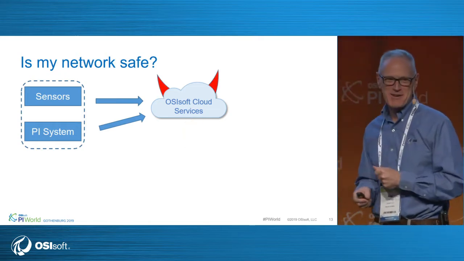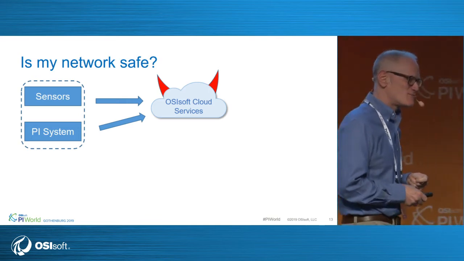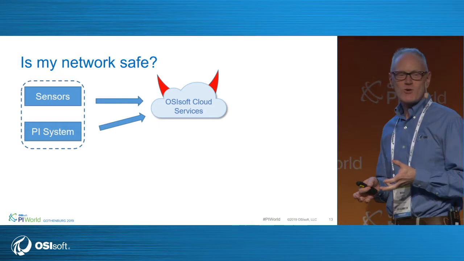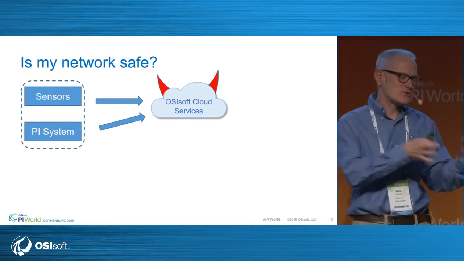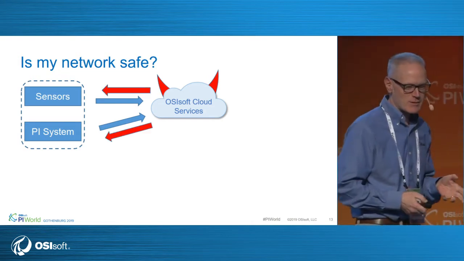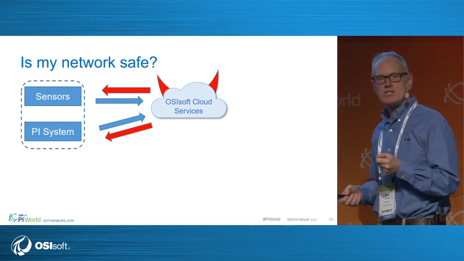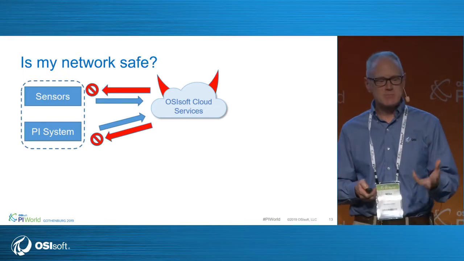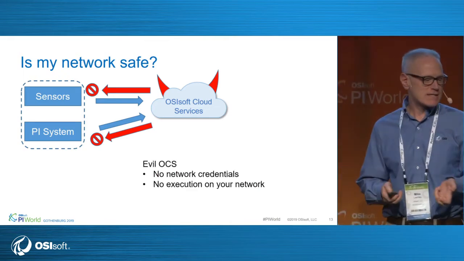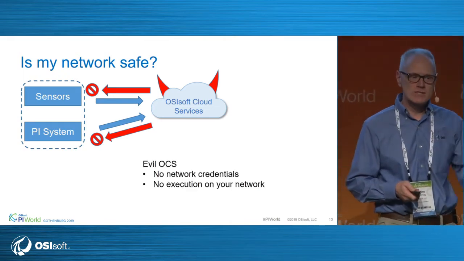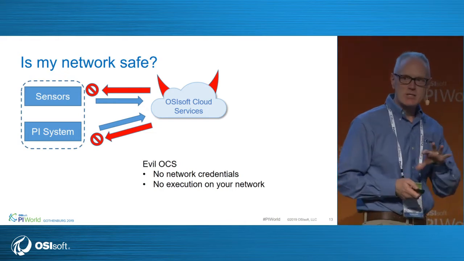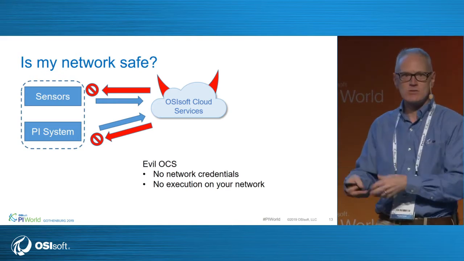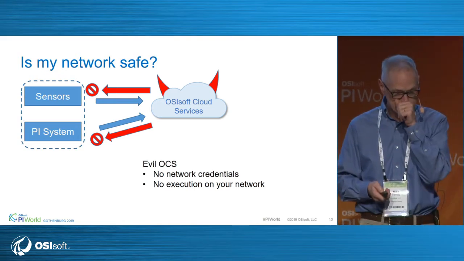That worked a little better than I thought it would. So now OCS is evil, and what's it going to do? It's going to try to send stuff down to your sensors, and it's going to try to attack them. But because the communication channel is one way only up to OCS, it's blocked. The evil OCS does not have any network credentials into your network, and it doesn't execute directly on your network. So that evil attack is actually contained to just OCS.